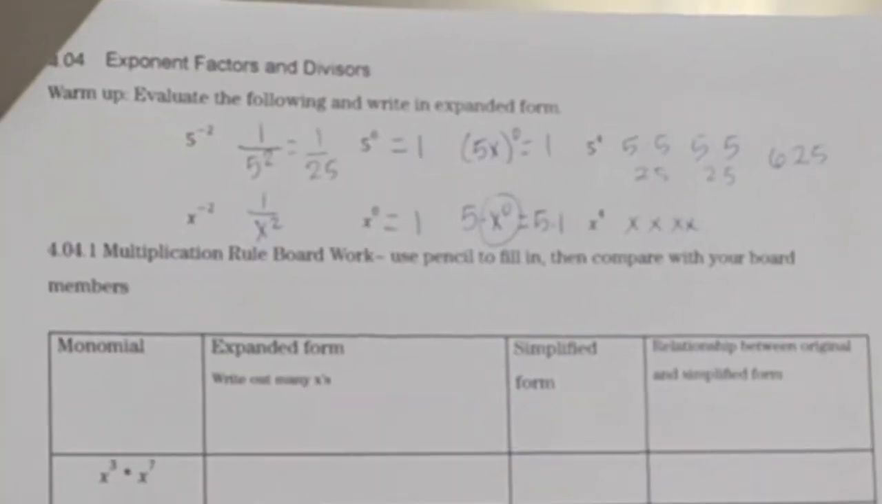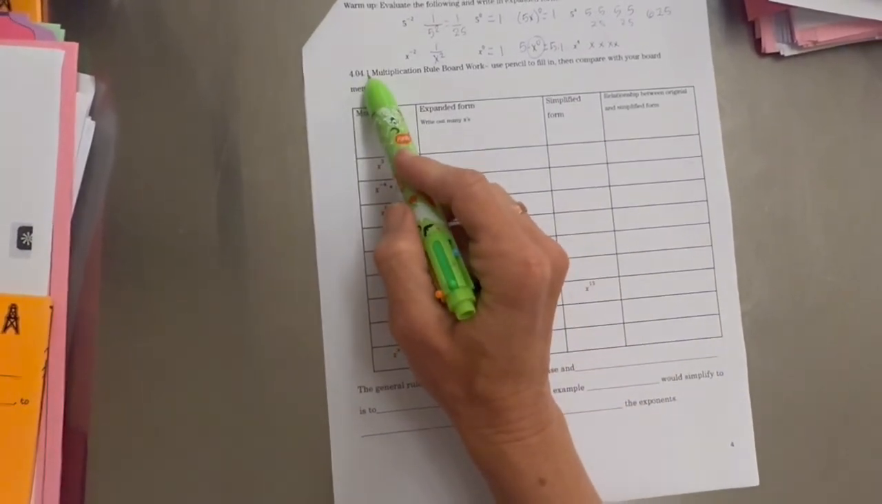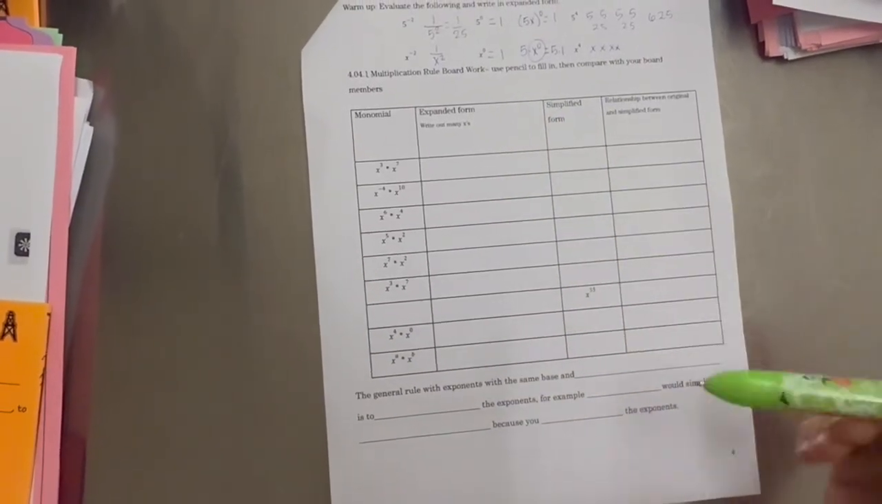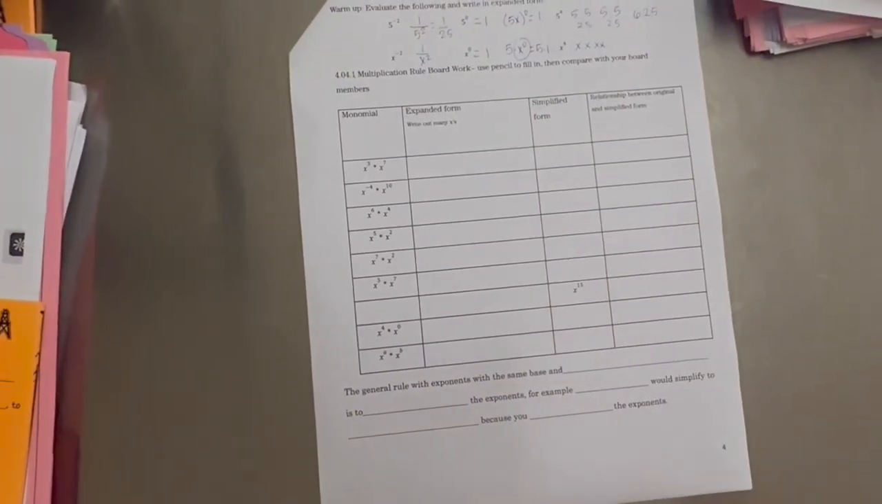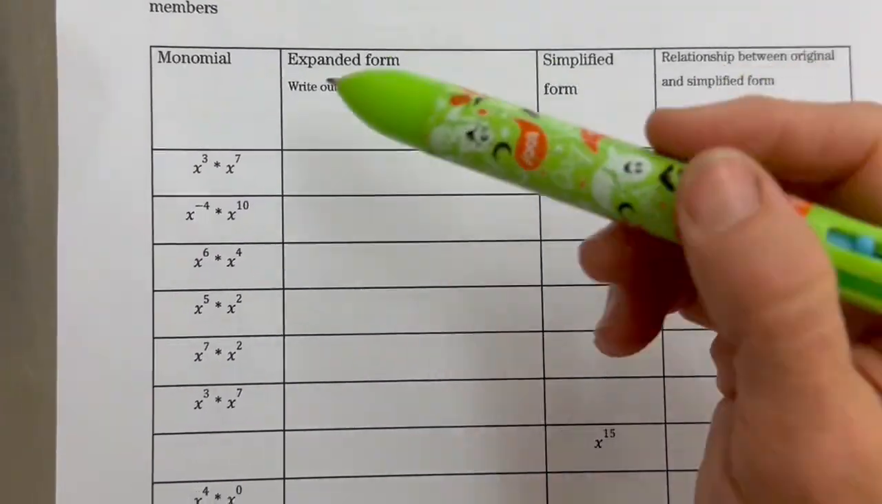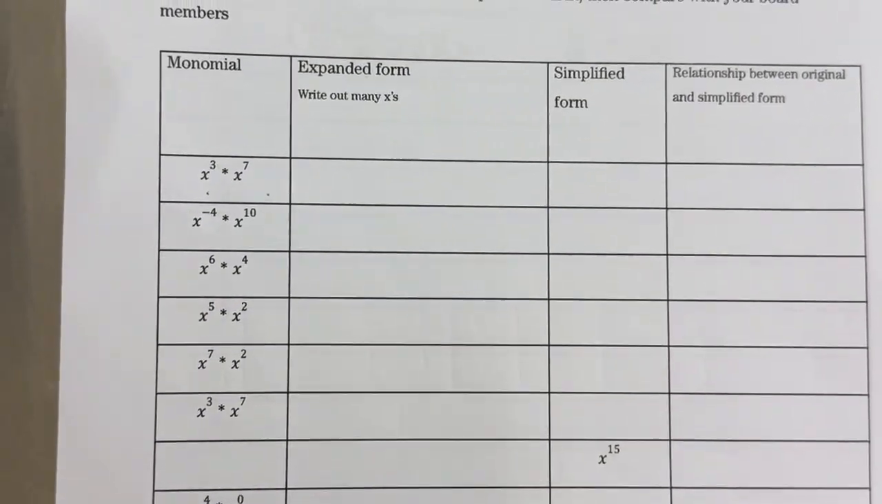And so what we're gonna look at on 4.4.1 is looking at expanding these and then looking to simplify them. And so let's take a look at these first few. So it says x to the 3rd times x to the 7th. I'm gonna give you time to do this on your own.